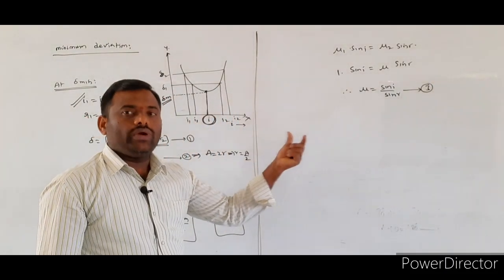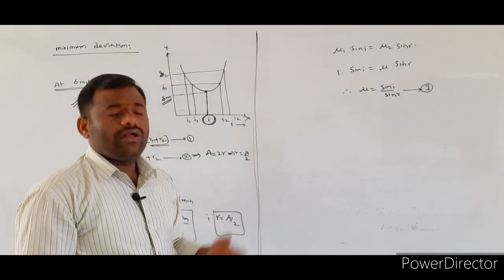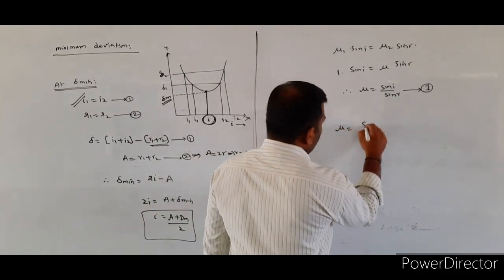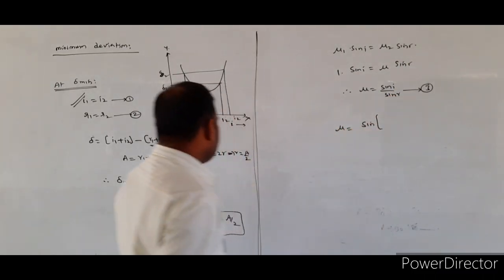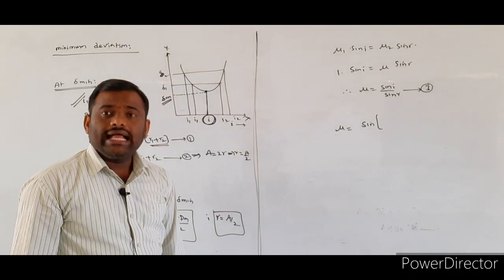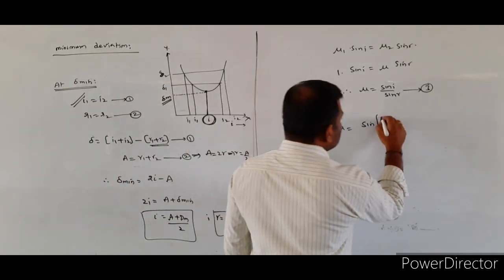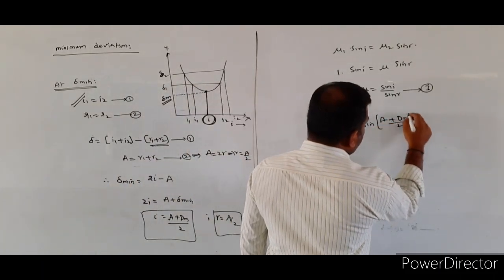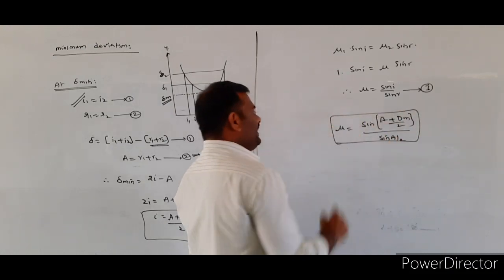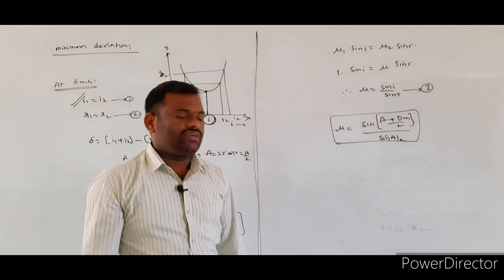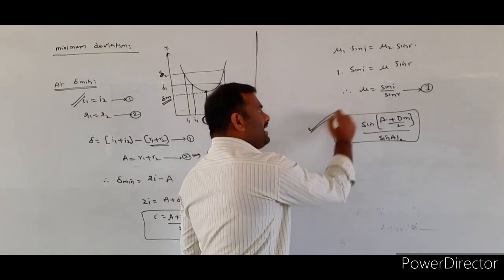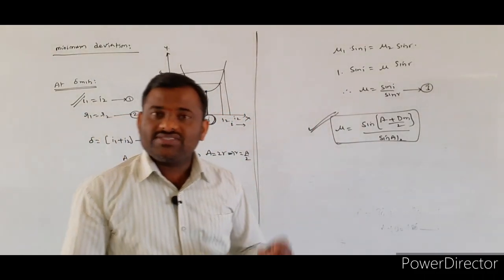So here only we are going to calculate the refractive index formula. Therefore, mu is equal to sin of I. What is the I value here? I value is equal to A plus dm by 2, where dm is the angle of minimum deviation. So sin of (A plus dm) by 2, divided by sin A by 2. This is the required expression for the refractive index of the given prism. Standard formula: mu is equal to sin of (A plus dm by 2) by sin A by 2.